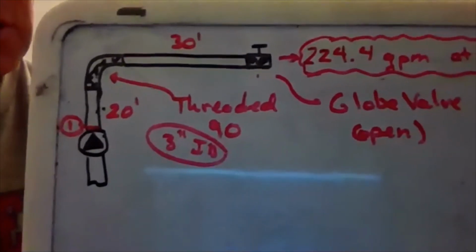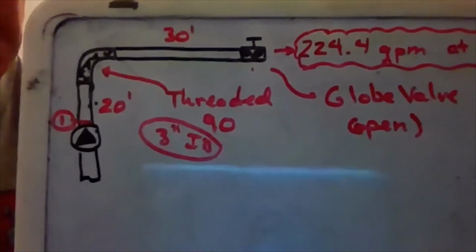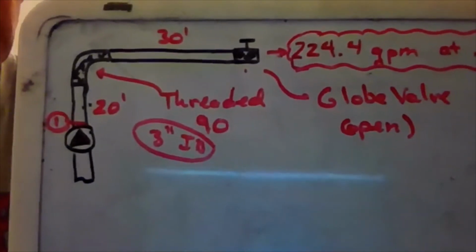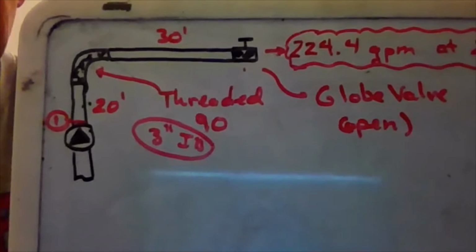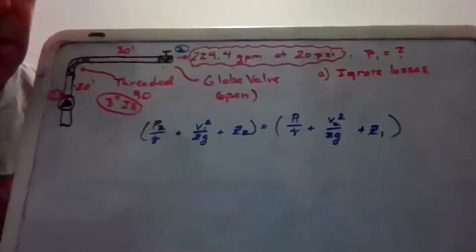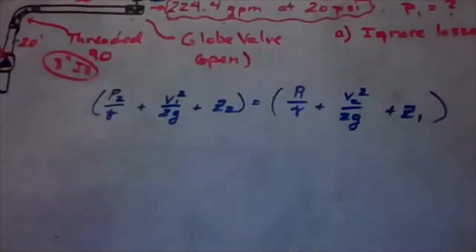So I would encourage you to write the Bernoulli equation and see if you can crank through it and get what pressure is at 1. I'll once again be giving you a step at a time. See how P1 works out. Okay, well, there's the Bernoulli equation if we ignore losses.